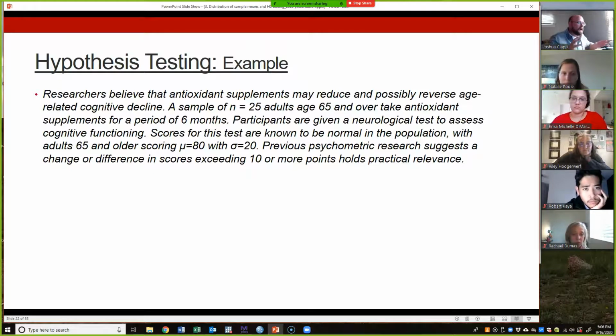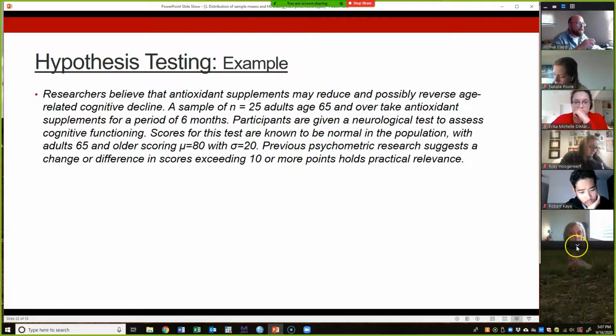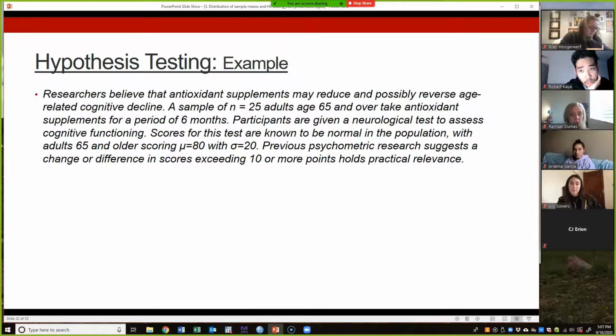Okay, so we know what the population parameters are for the general population of adults. Previous psychometric research suggests a change or difference in scores exceeding 10 holds practical relevance. Okay. So we know what performance looks like on this cognitive test in adults 65 and older. Who, though, Allie, so I've gone through and taken 25 older adults and had them take antioxidants for a period of 6 months.